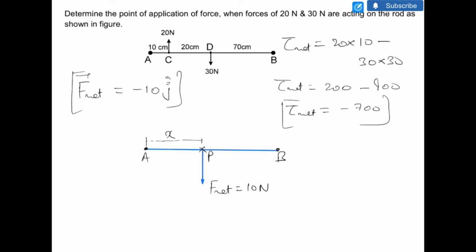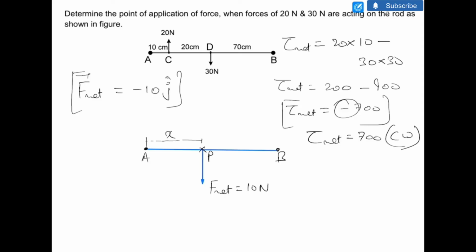Now the minus sign symbolizes that the net torque acting on the system is in the clockwise sense, because we have taken clockwise torque as negative. Also we can see that the torque of F net would be in the clockwise sense. So I can write the net torque as 700 in the clockwise sense, CW.